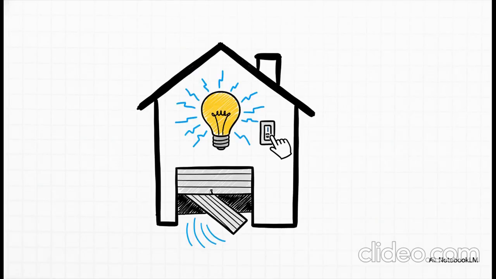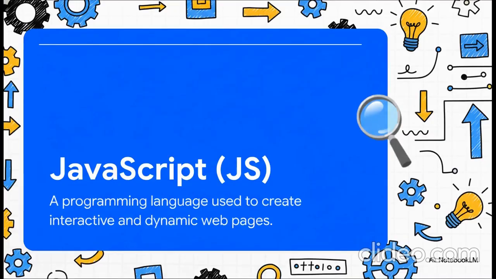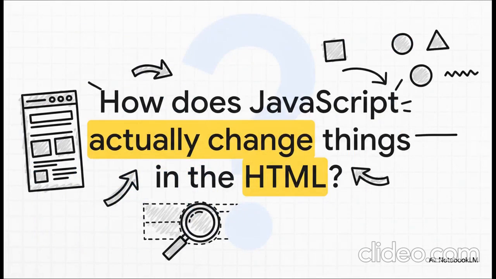Now we need to add the electricity. That's where JavaScript comes in. JavaScript is what brings a static page to life. Think animations, interactive maps, all the fun stuff. But how does it actually do that?